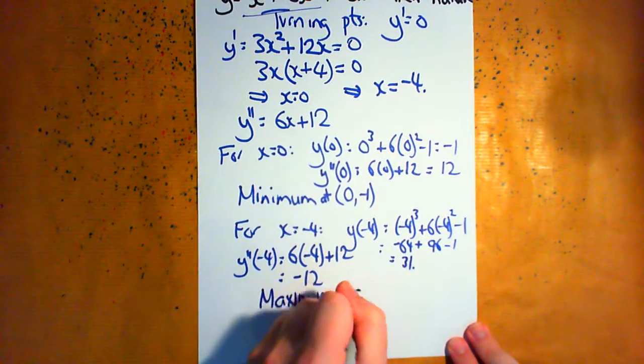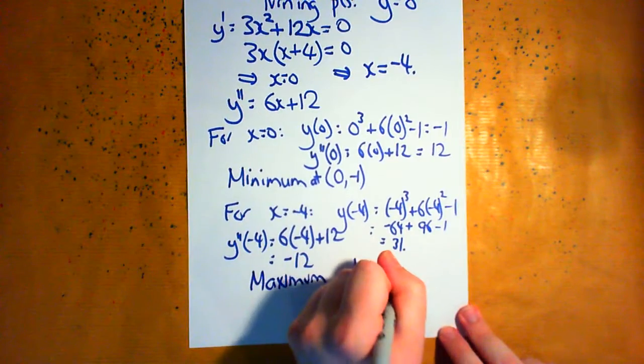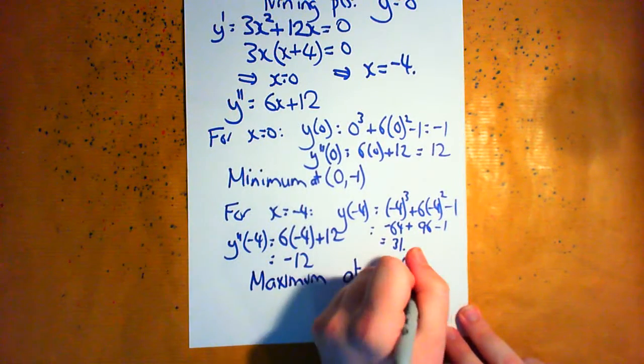What were the coordinates? x was negative 4 and y we found to be 31.